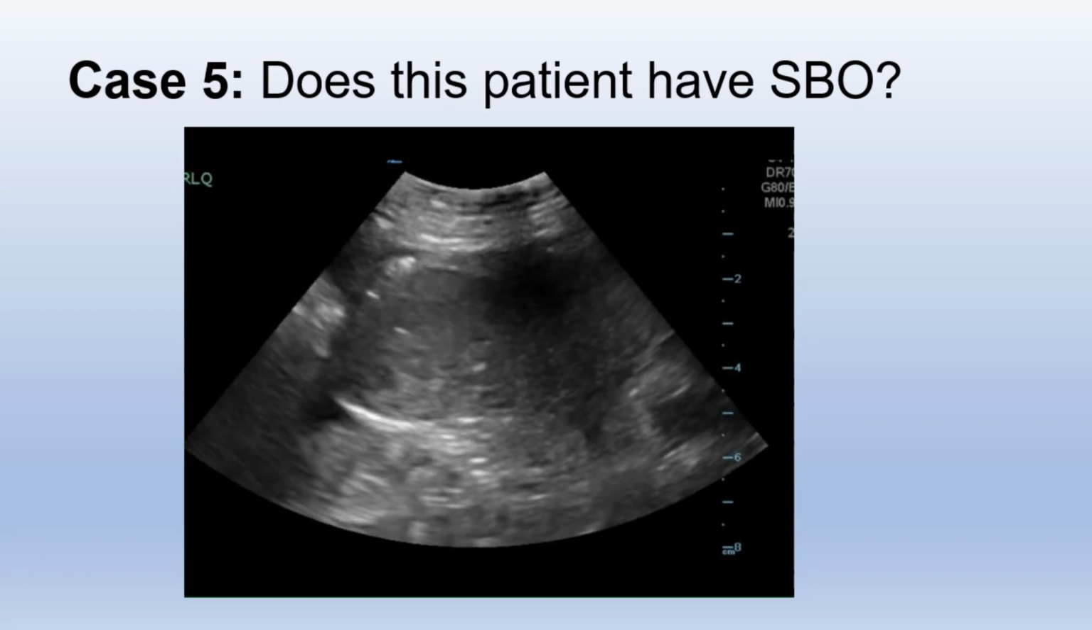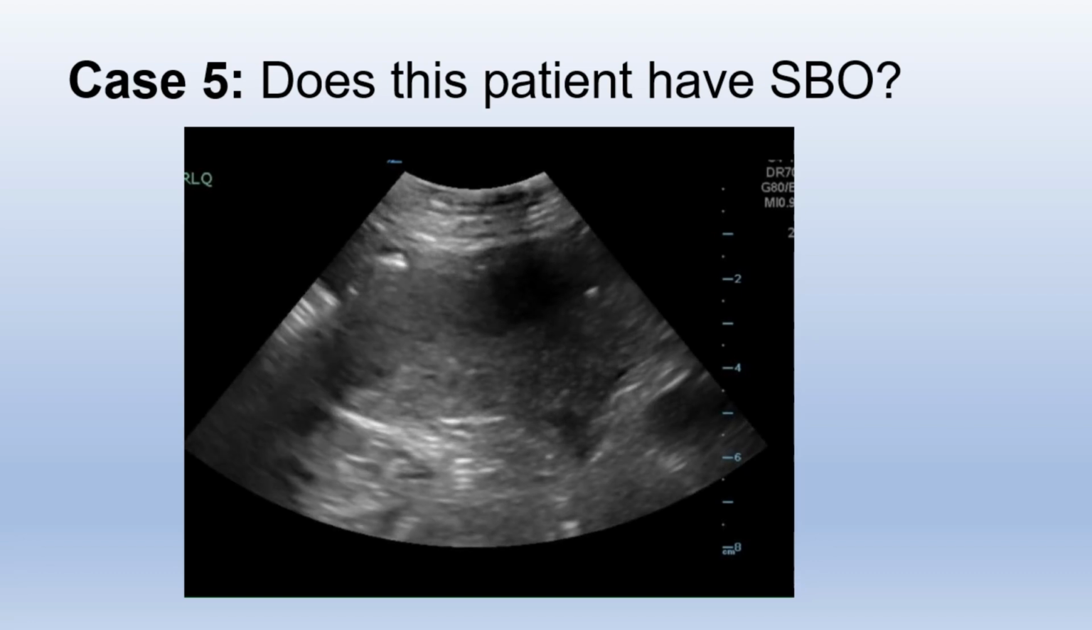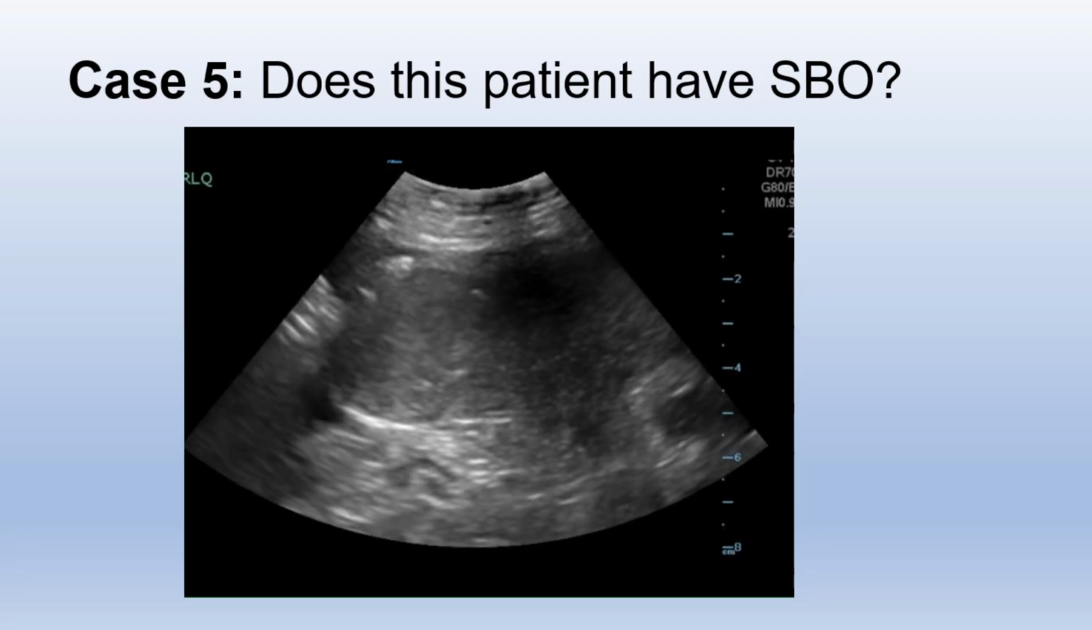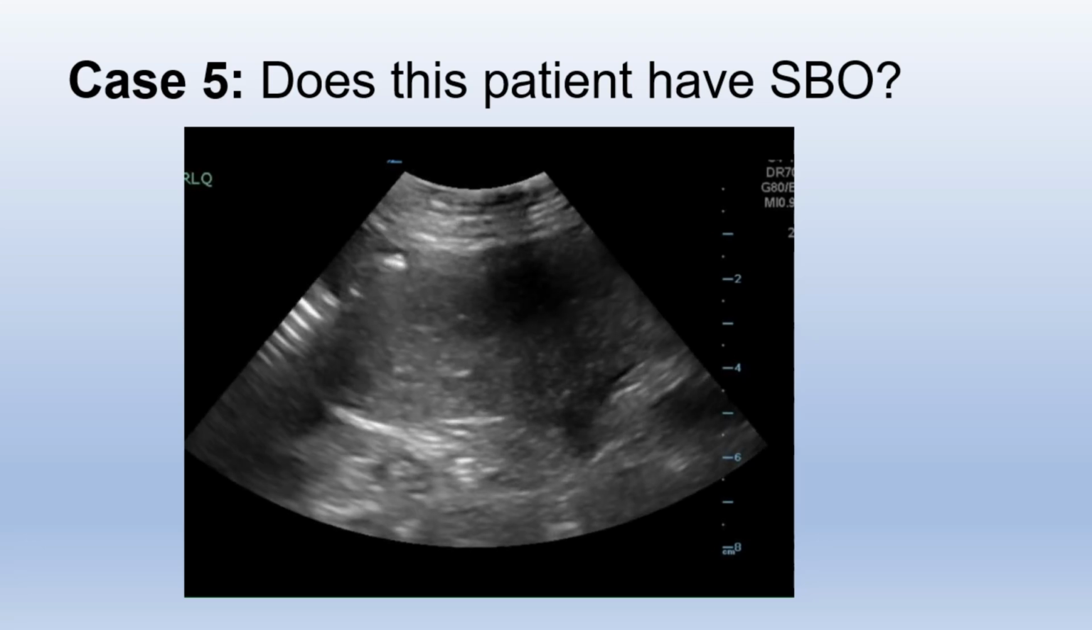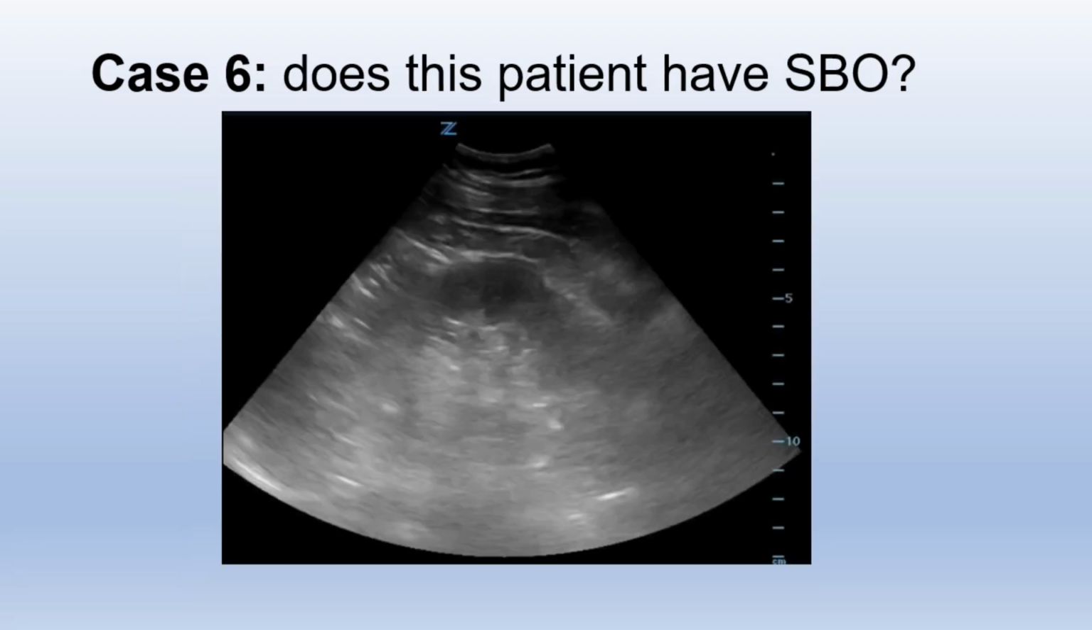So case number 5, again, does this patient have SBO? And now we're starting to look at some peristalsis here. So we're looking at the movement of the bowel, and you can kind of see this back and forth movement, to and fro. So when you see this, yes, it's diagnostic of SBO, but it actually is prognostic because it places them in the second stage or decompensated ileus.